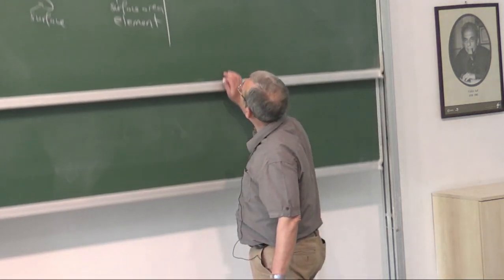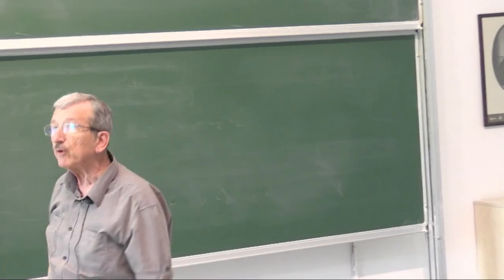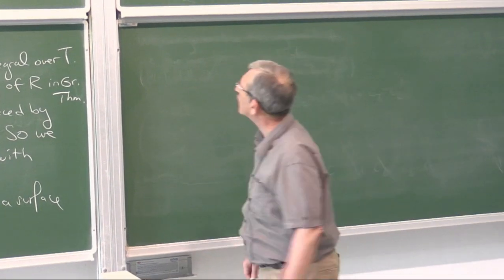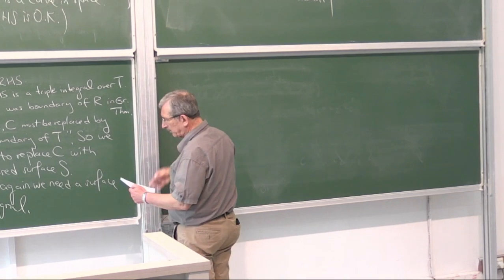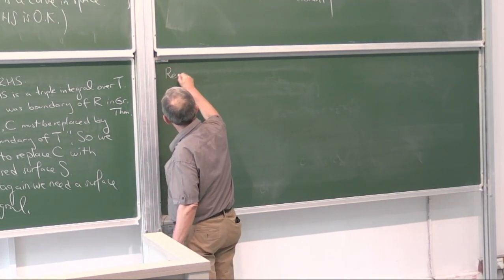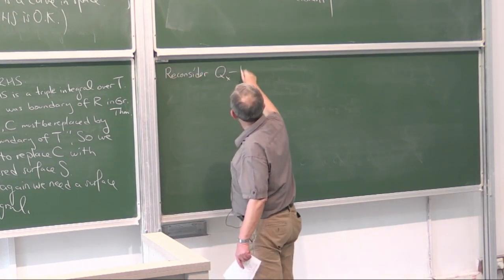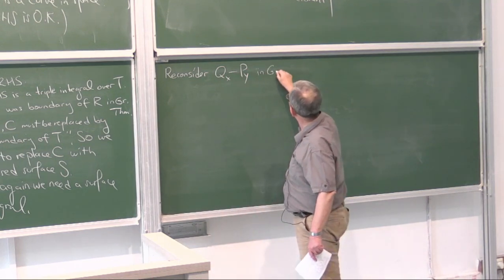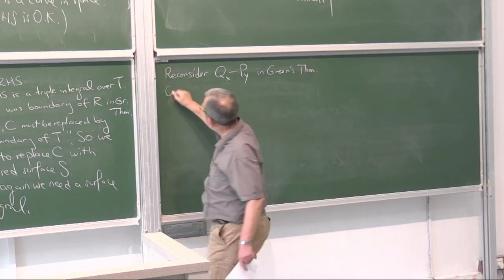Now, having defined it, let us relate it to divergence and curl, because these play a very important role. Now, forget that, and let us go back and reconsider Q_x minus P_y in Green's theorem. Observe the following.